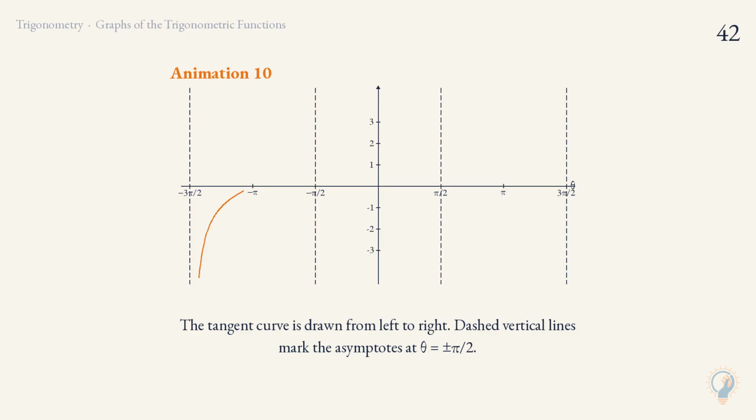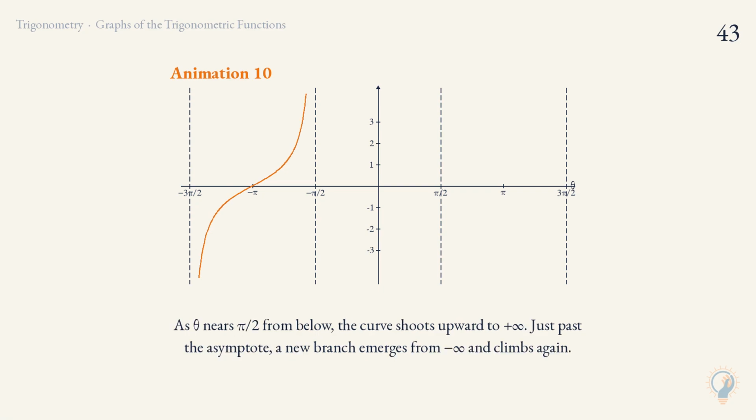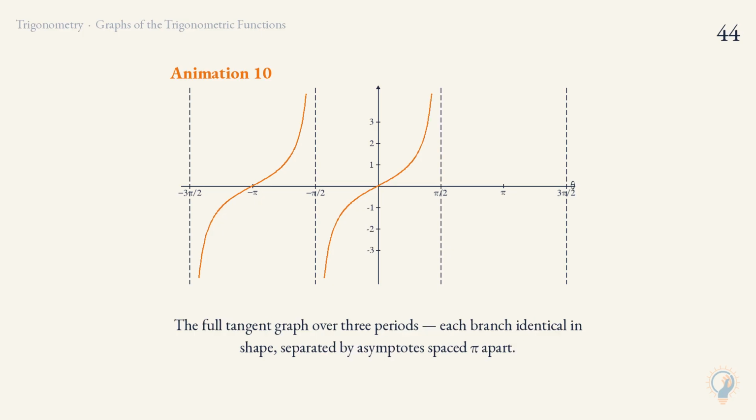Dashed vertical lines mark the asymptotes at theta equals plus and minus pi over 2. As theta nears pi over 2 from below, the curve shoots upward to positive infinity. Just past the asymptote, a new branch emerges from negative infinity and climbs again. The full tangent graph over 3 periods, each branch identical in shape, separated by asymptotes spaced pi apart.